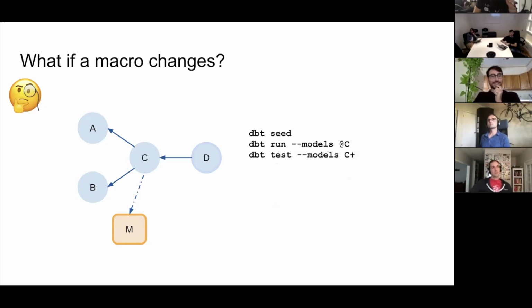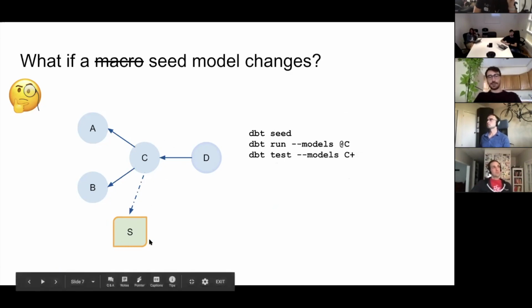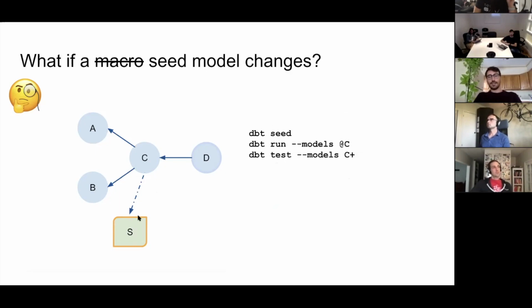The next question that the yellow thinking face emoji might be asking us is, what if a seed model changes? And in this case, we handle it exactly as if a macro would have changed. So if C itself didn't change, but it uses a seed model S that did change, then consider it as changed, run the @ operator on C, and test C and its children.